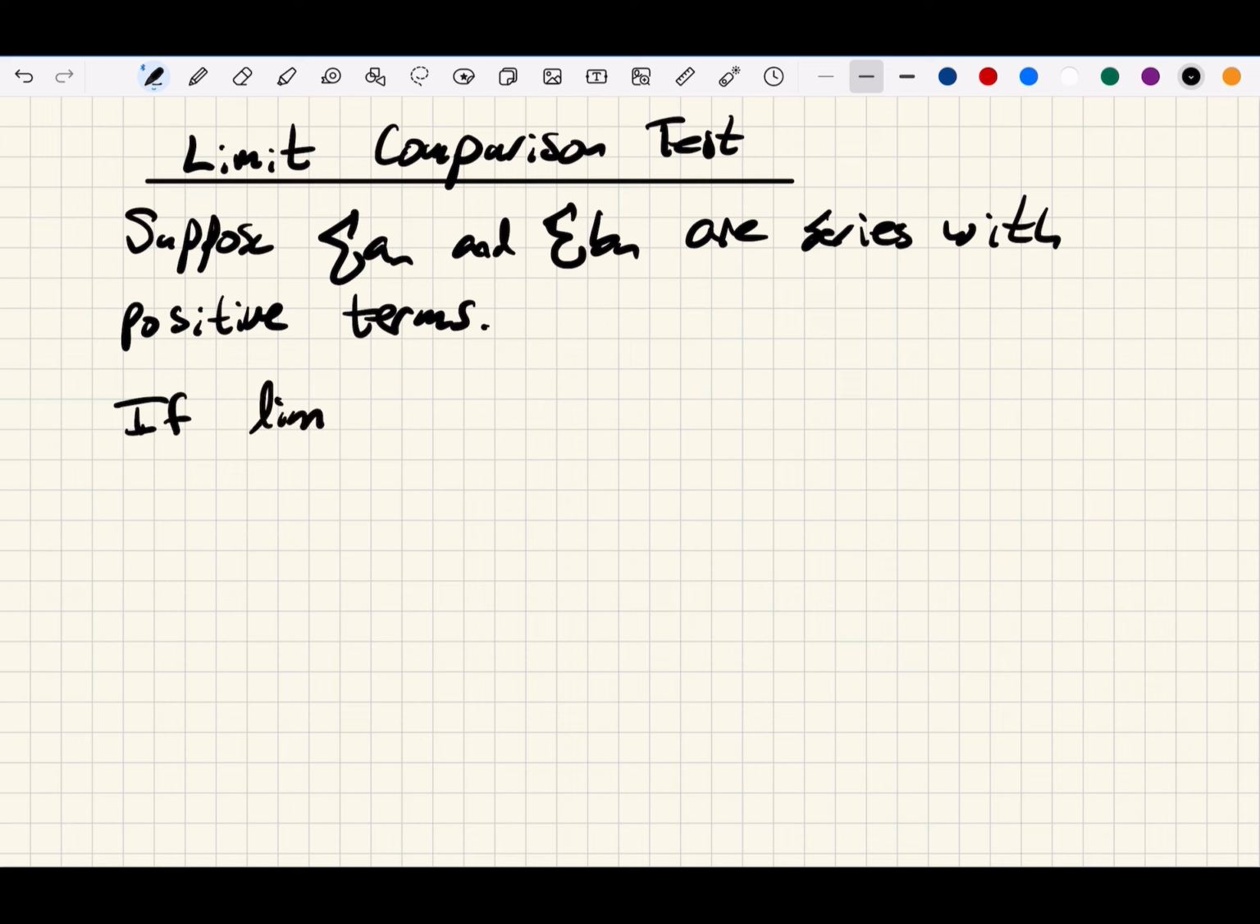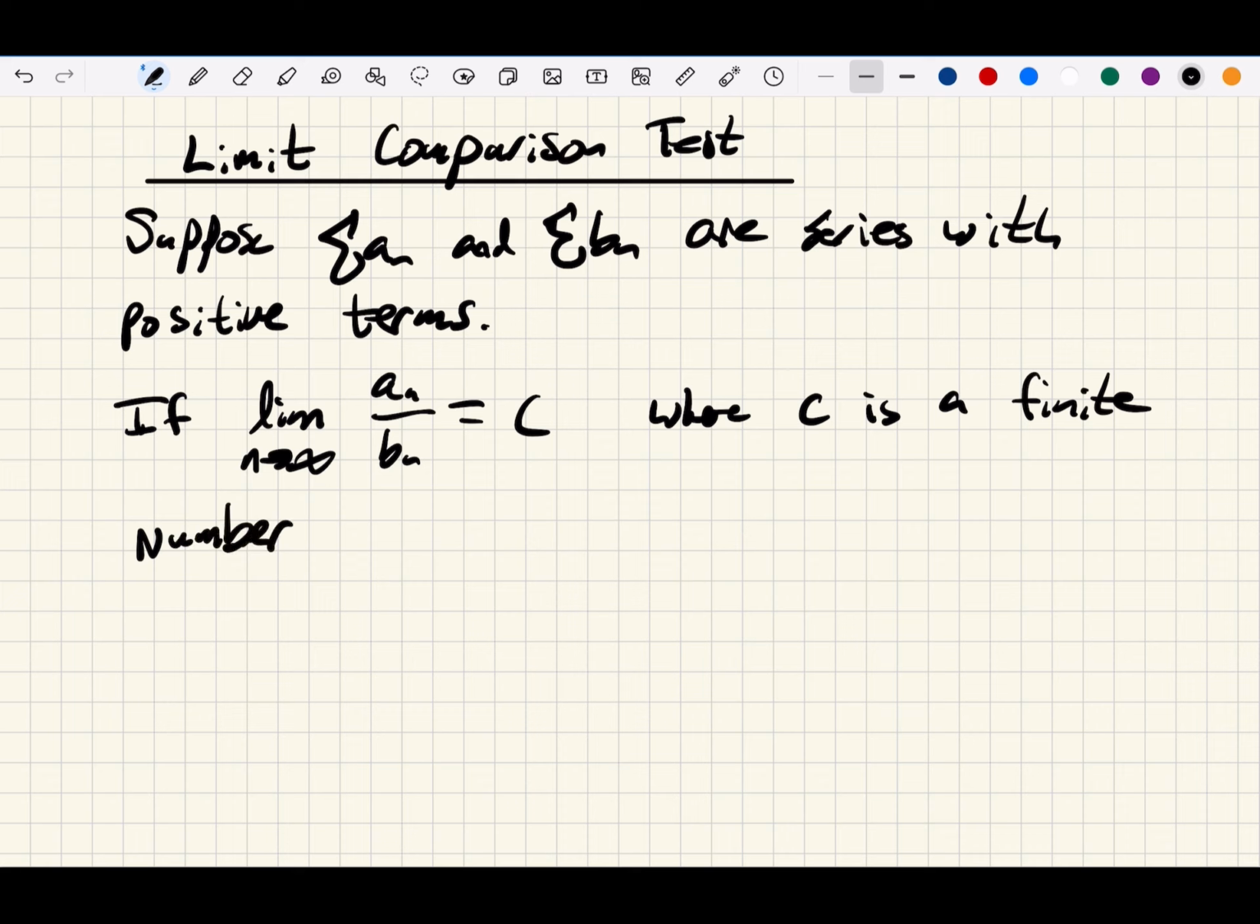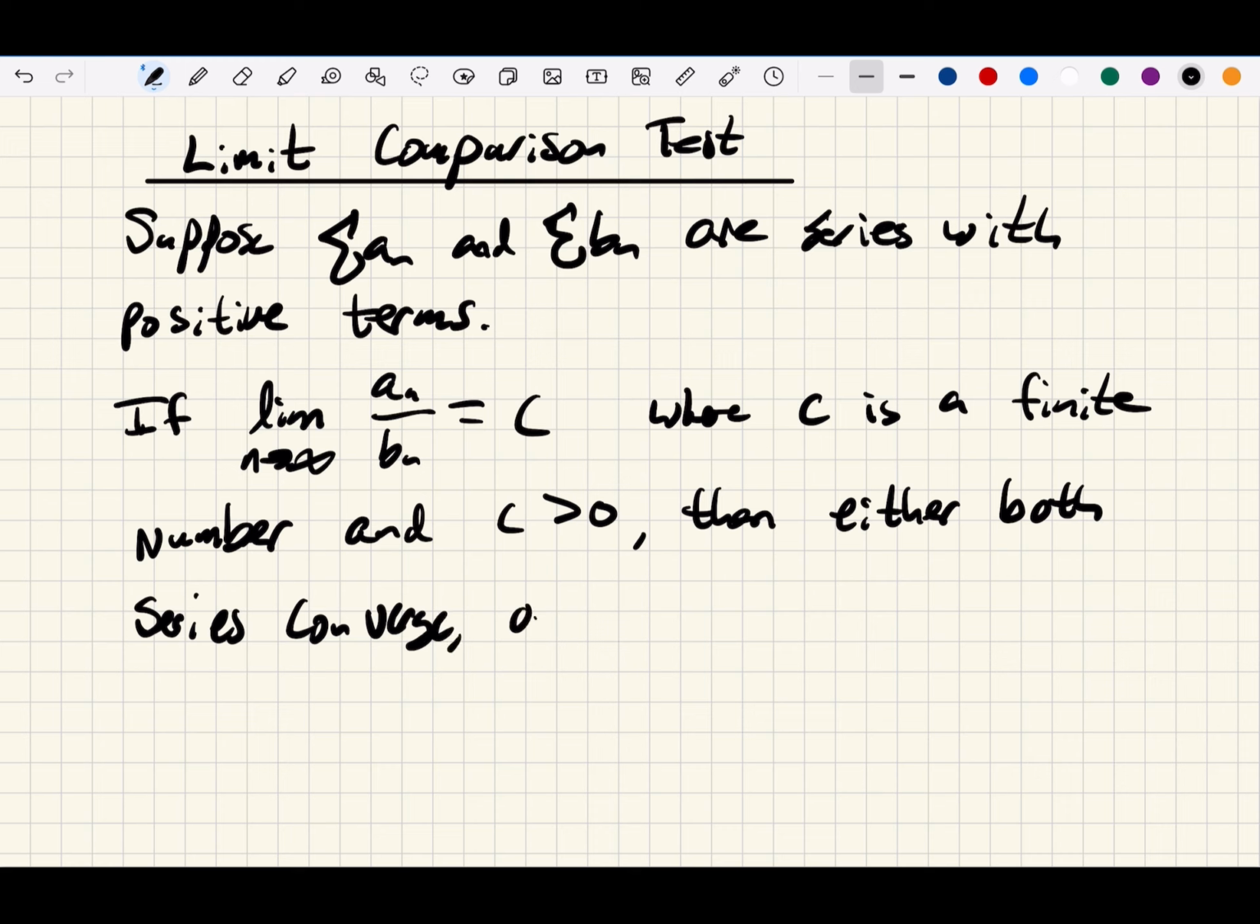If the limit as n goes to infinity of the quotient of these terms is equal to some finite number c, where c is a finite number and c is positive, then, and here's going to be the conclusion that we draw with the limit comparison test, either both series converge or both series diverge. So that's going to be super handy.